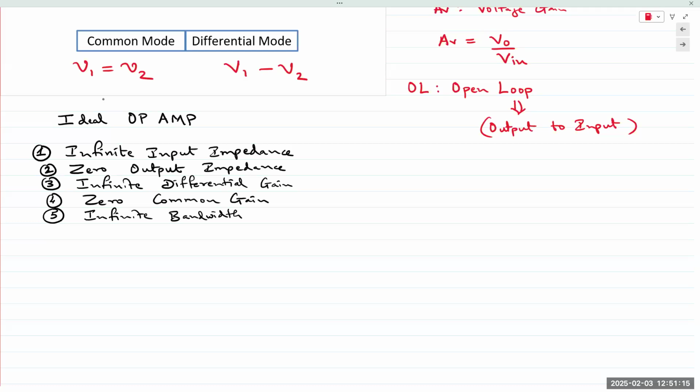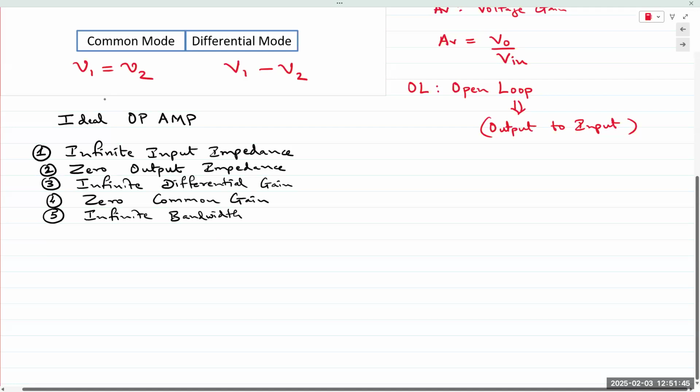And common mode gain is 0, meaning if the same signal is applied at both input terminals, output is equal to 0. This is very important because noise signals that appear in any amplifier circuit or in any circuit would appear equally at both terminals. If the common mode gain is 0, that would mean that any noise signal that appears at both terminals would effectively not reach the output. And so it's one of the big advantages of having a differential amplifier.